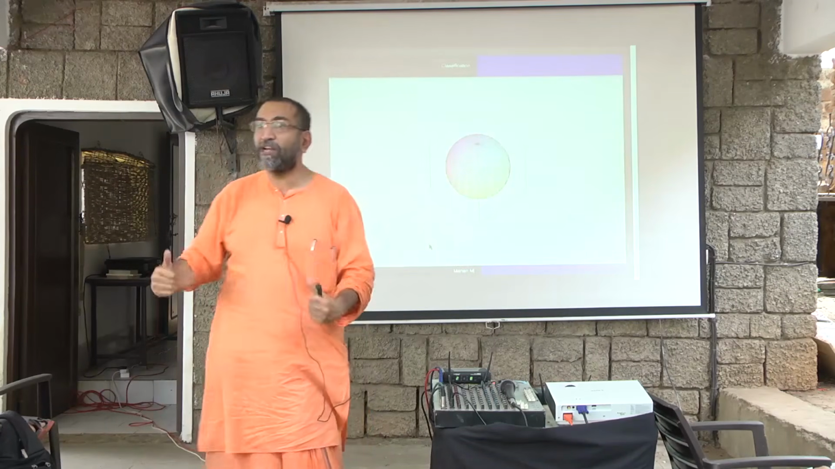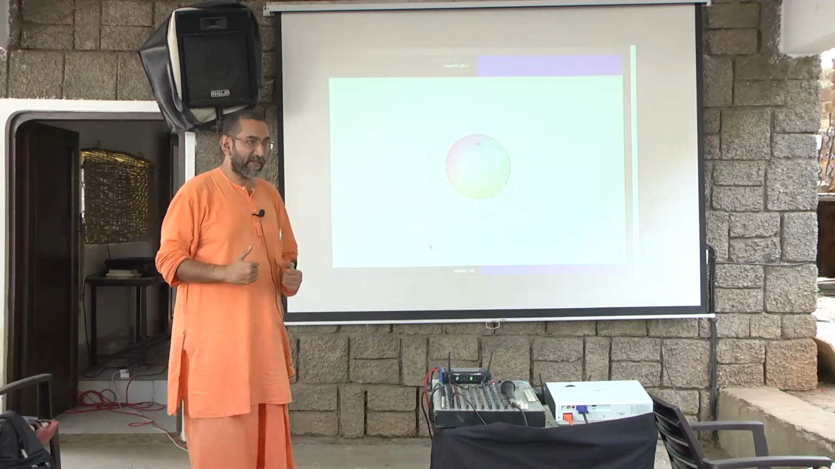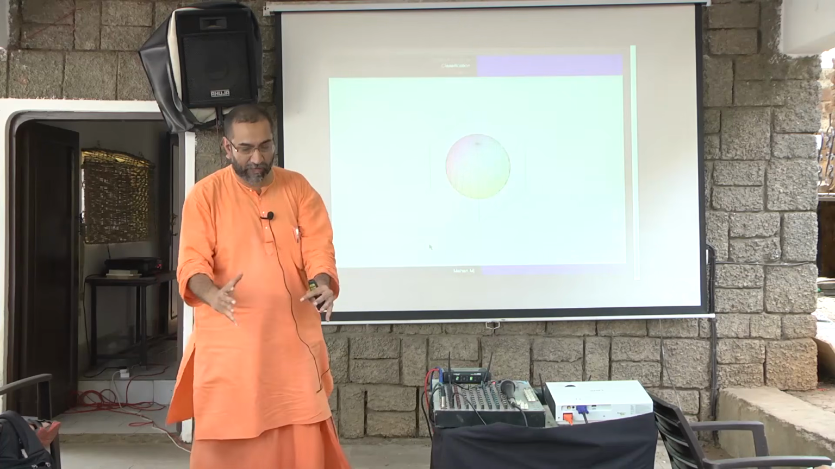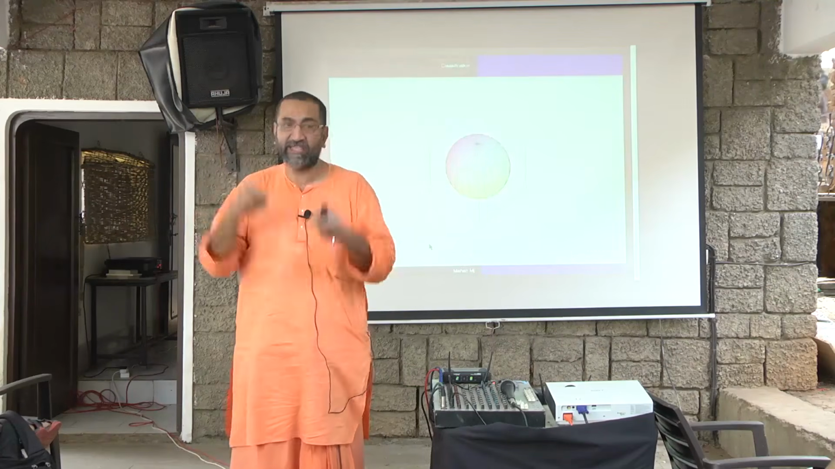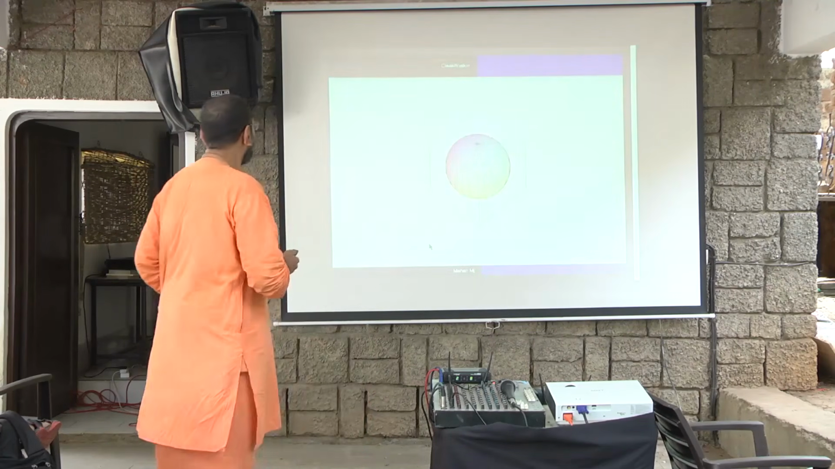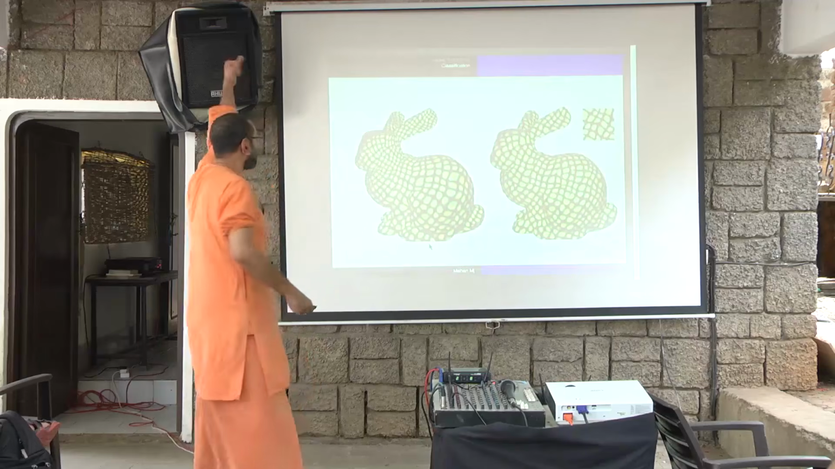So we'll have to define for you these features which say that two surfaces are the same. We are really trying to probe the meaning of the word same here. Good. So let's look at the surface of a rabbit.